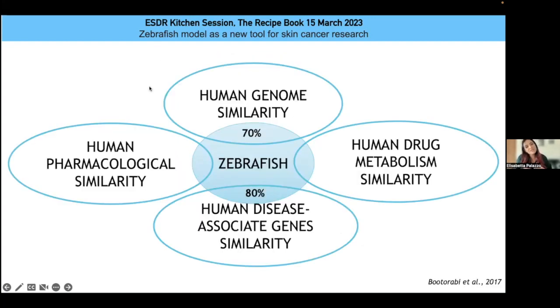So researchers began to understand how to use zebrafish for modeling human disease. We can see that the zebrafish genome shares 70% similarity with the human genome. And within this 70%, 80% is composed of genes involved in human disease, like oncogenes or tumor suppressor genes. So we can follow specific pathways and we can target a specific biological process.